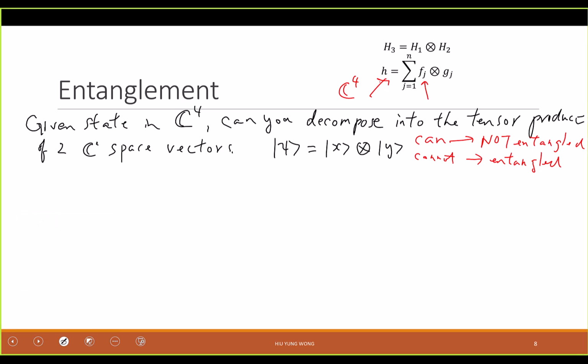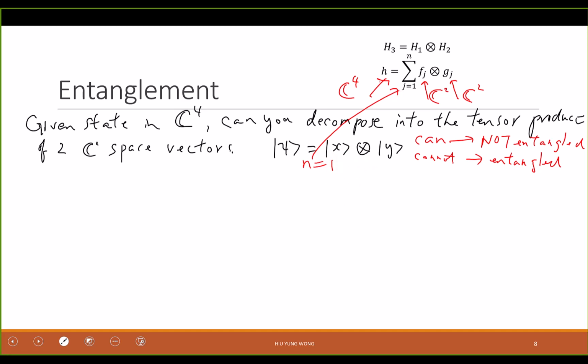So definitely, both of them are C2. You can always decompose because this is how you construct. But now we're asking for only one tensor product, which means n equal to 1 in this case. Do you see what I mean? Instead of x tensor product y plus a tensor product b plus c tensor product d, can you decompose the vector only into a simple tensor product of two vectors? Still confusing, right?